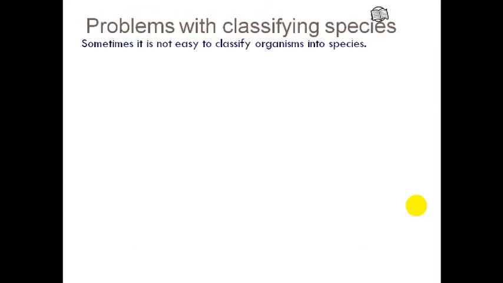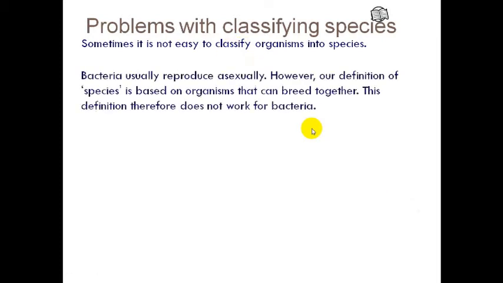Problems with classifying species. Sometimes it is not easy to classify organisms into species. Okay, let's see the example, the elaboration. Bacteria usually reproduce asexually. However, our definition of species is based on organisms that can breed together. So this definition does not work for bacteria because why? Bacteria do not reproduce sexually like multicellular organisms. But still, scientists classify them too.